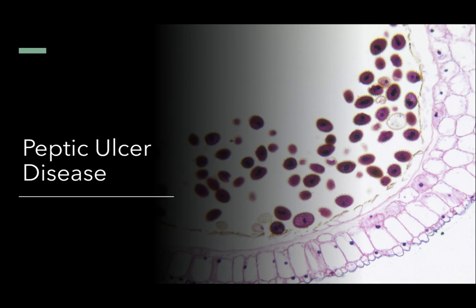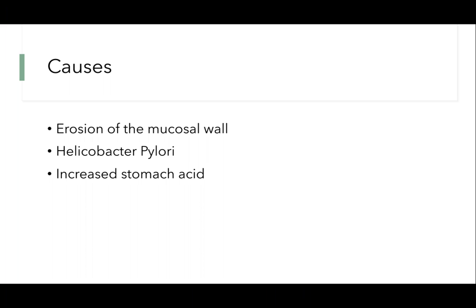So let's begin. The causes are the erosion of the mucosal wall, which is basically the stomach lining that we have inside of the stomach. It is the lining that meets with the stomach acid. And erosion of the mucosal wall is just basically the breakdown of that stomach lining inside.